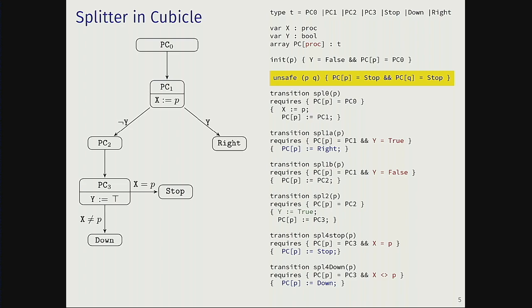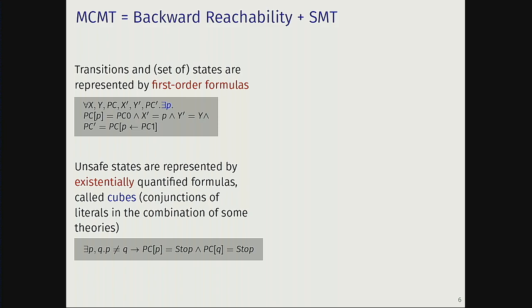is going to prove that this state is not reachable for the splitter for any number of processes. Okay. How does it work? So very quickly, MCMT is a combination of a backward reachability algorithm plus an SMT solver.